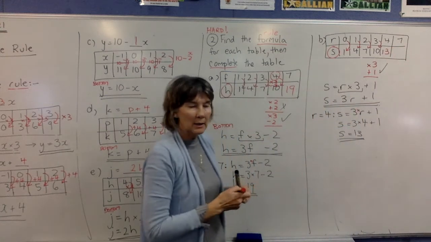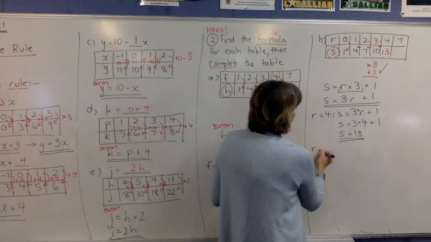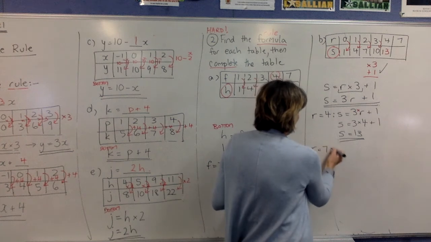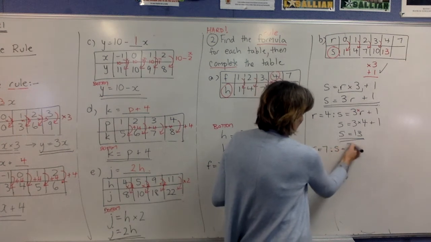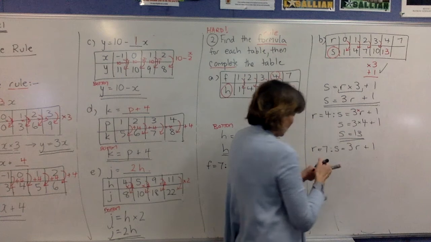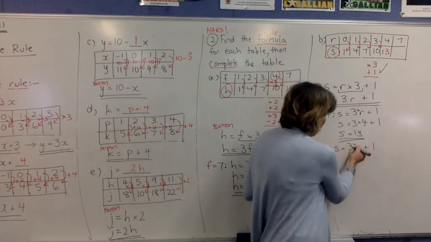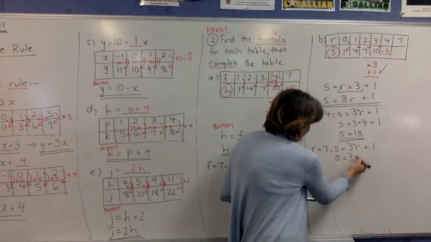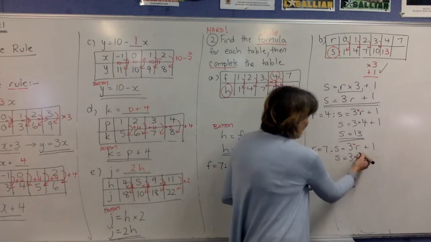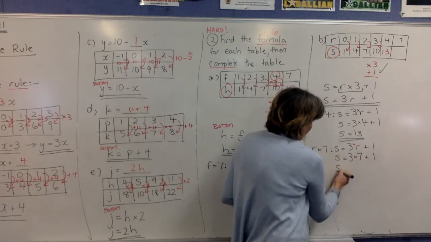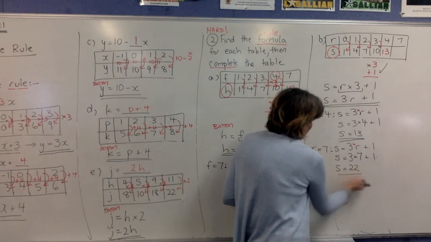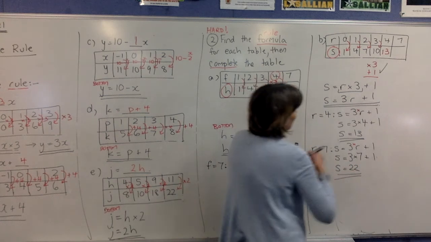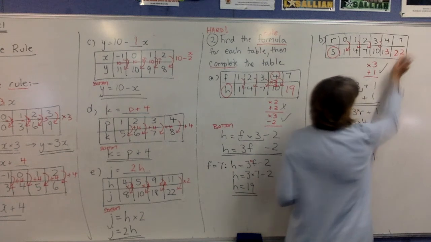So now we're doing the last one to complete the table, and our R number up there is 7. Write your rule down. Put your times sign between the number and the letter. Then let's sub in this number. 7 for R. Work it out on your calculator and you'll get 22. And fill in that table.